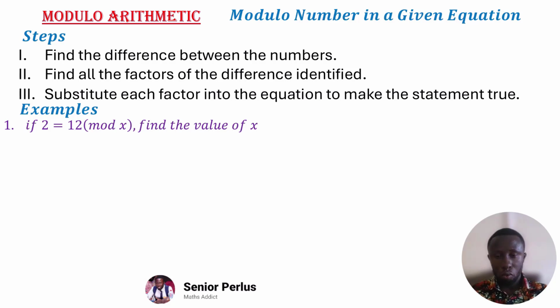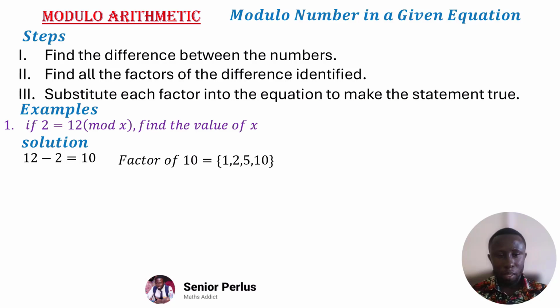If 2 equals 12 mod s, find the value of s. What value of s will give 2 as the remainder? We don't know. So the first step is to find the difference. The difference between 12 and 2 is 10. Then you find the factors of the difference. The factors of 10 are 1, 2, 5, and 10.